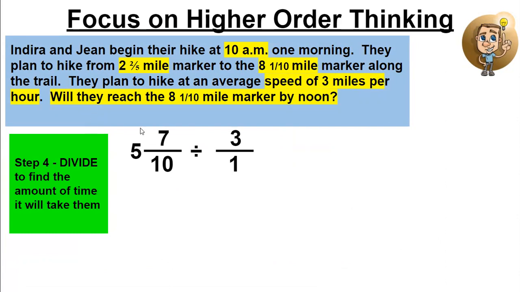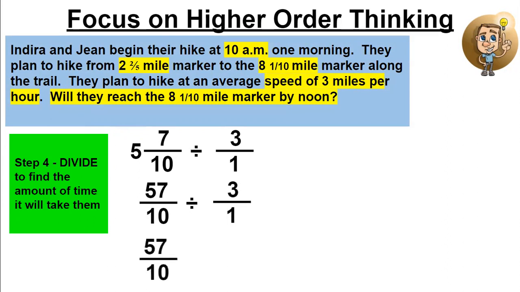Now I have to change 5 and 7 tenths to an improper fraction. I get to sing again now. Whole number times the bottom plus the top, clap, clap. Whole number times the bottom plus the top, clap, clap. 5 times 10 plus 7, clap, clap. So 57 over 10 divided by 3 over 1. Now I do keep, change, flip. Keep the first fraction, change division to multiplication, and flip the second fraction.